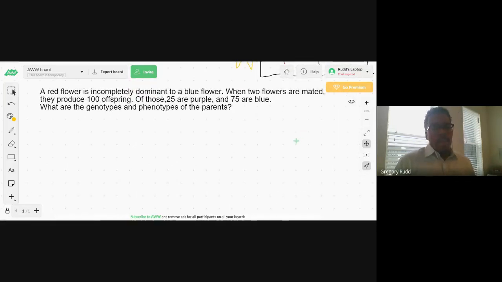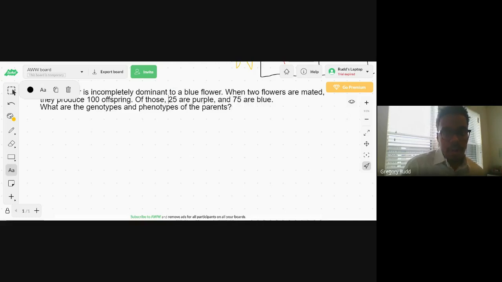Okay, a red flower is incompletely dominant to a blue flower. When two flowers are mated, they produce 100 offspring. I made the numbers easy for you. Of those, 25 are purple and 75 are blue. What are the genotypes and phenotypes of the parents?